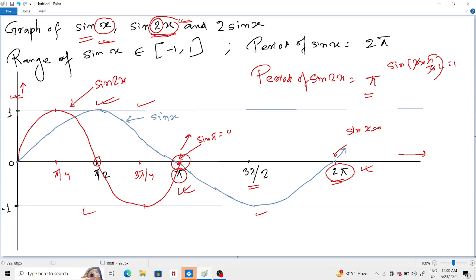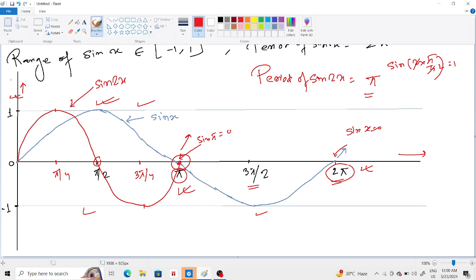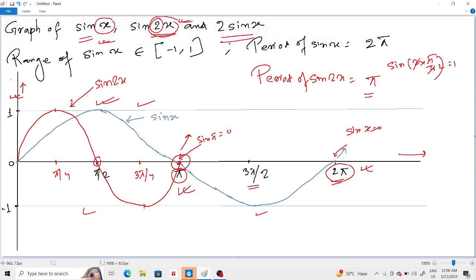Okay, so now let us move to 2 sin x. Let me take a different color this time, maybe blue. Now let us try to draw the graph of 2 sin x. 2 sin x is very easy. If you see, 2 sin x is just double of sin x.